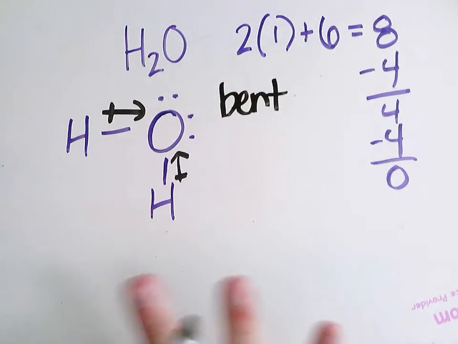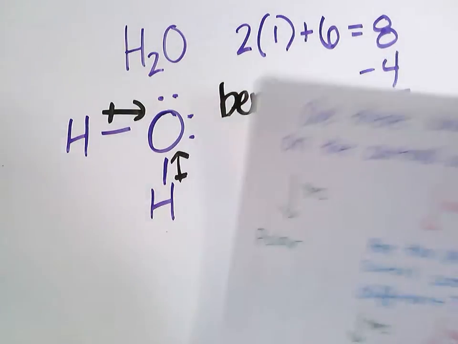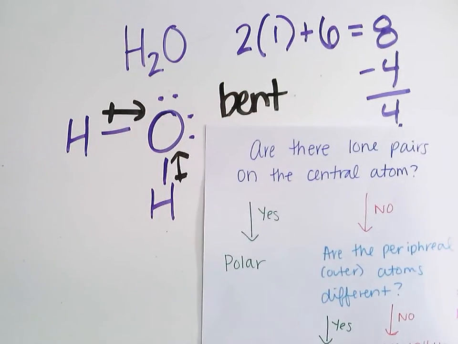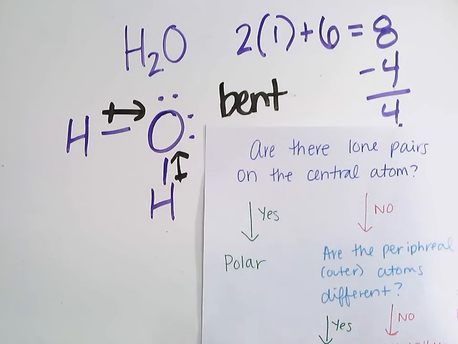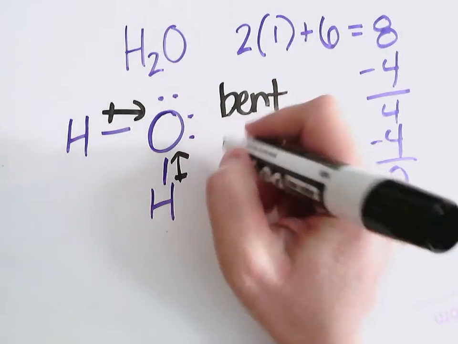Now let's talk about overall polarity. The first question on my flowchart is, are there lone pairs on the central atom? Yes. So then it's polar. We don't even have to go to the next step on that one.